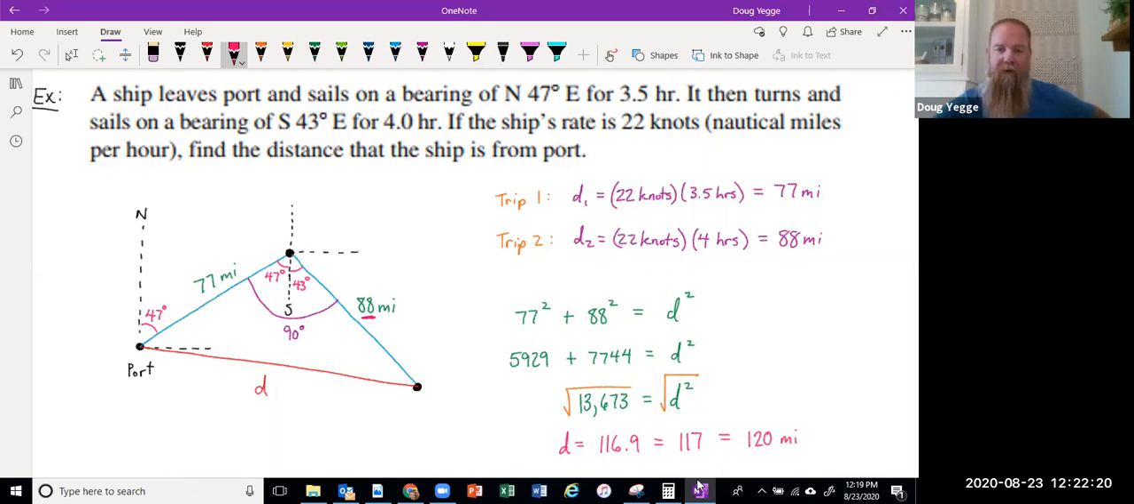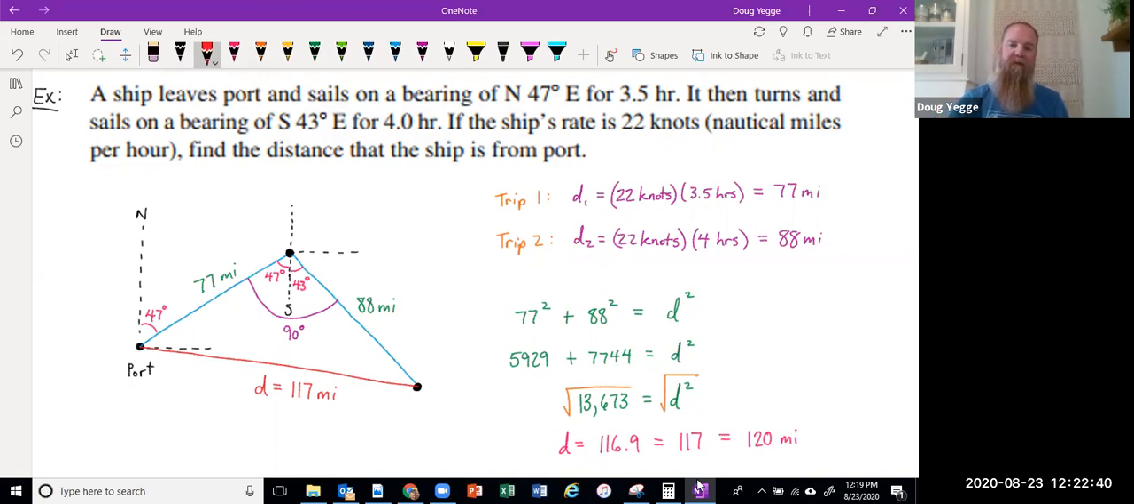Okay. However, I'm going to be honest here, and I'm not too much of a stickler for significant digits. So if you end up writing that this is 117 miles, I'm actually okay with that. Okay. So 117 miles is the distance.